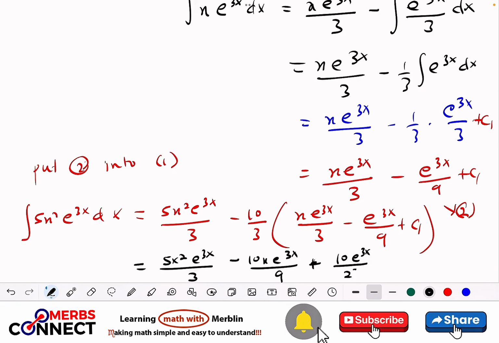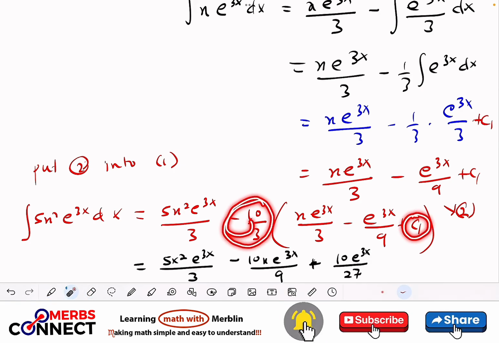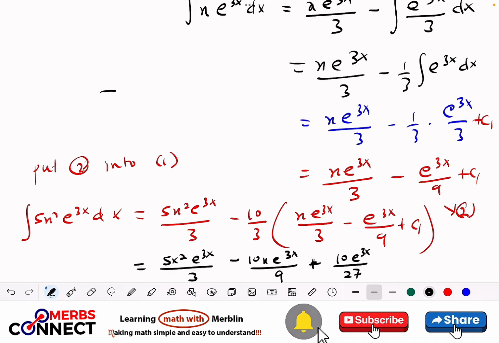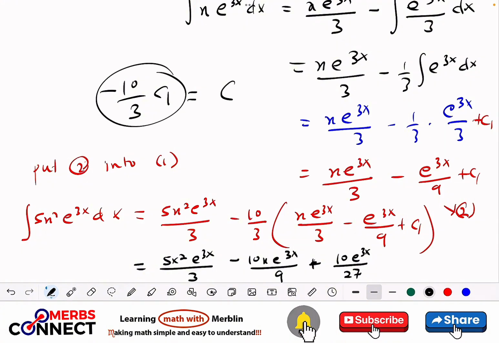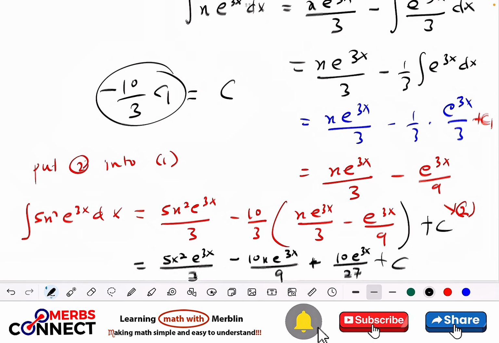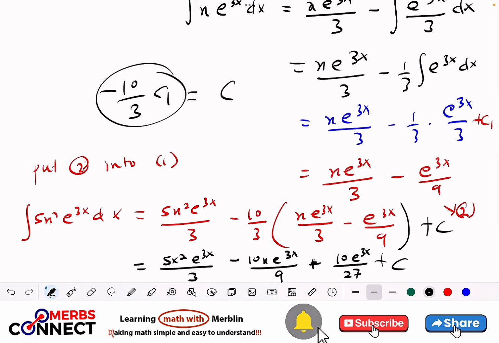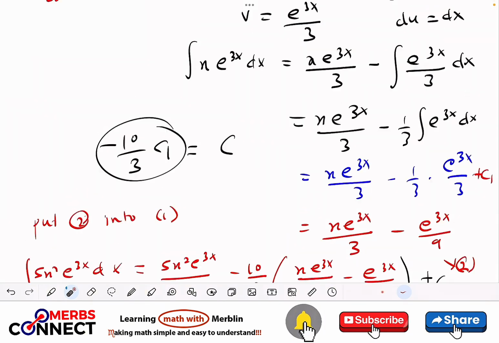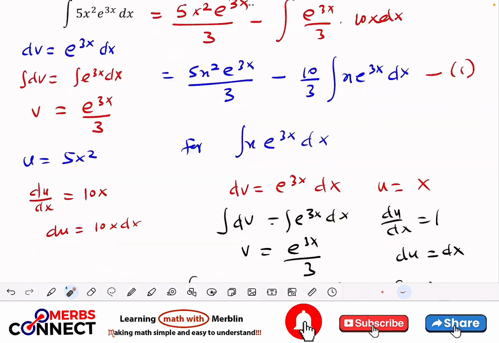9 times 3 is 27. Then when I multiply this one by this, I'm going to have something like minus 10 divided by 3 c1, and this is a constant, so this one can be replaced by c. So I add plus c. But if you don't want trouble, then you can just ignore this guy here and then add plus c without adding c1 here, and then you have something like this. So this is the integration for this function here.